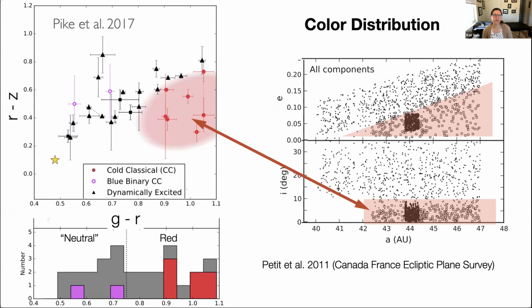And this you can see pop out in a color plot. So here is from Pike et al. 2017, R minus Z color versus G minus R color. And that red highlighted region are the dynamically cold classical TNOs. And you can see that they kind of fall off of that continuum of the black triangles from the dynamically hot population. So it's hinting at these different surface properties.